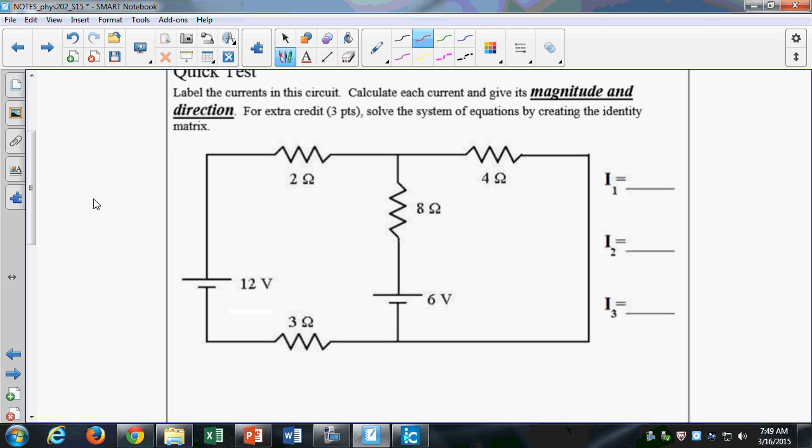Alright, let's try this one. I'm going to let you do it on your own. I'm going to make it a little bit simpler. Let's take out this resistor right here. So just scratch this resistor, it doesn't exist. There's just a wire there.